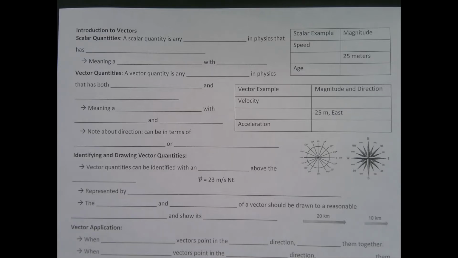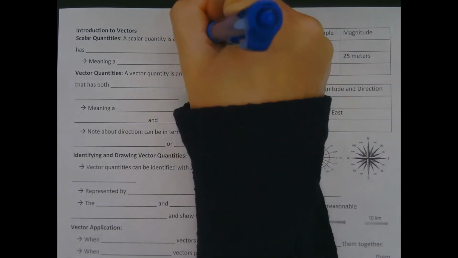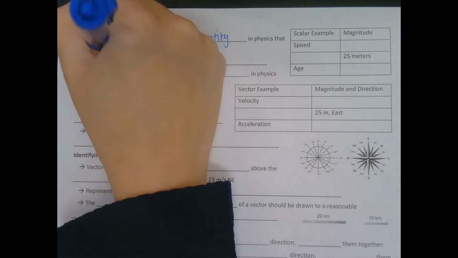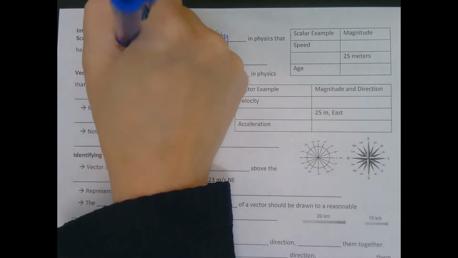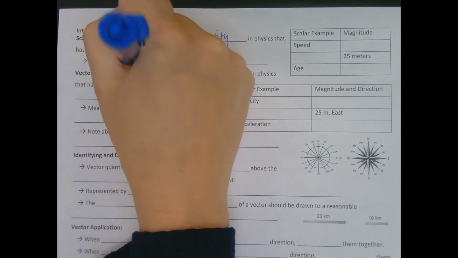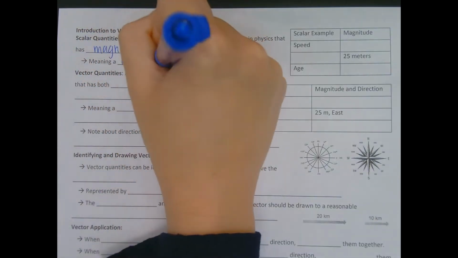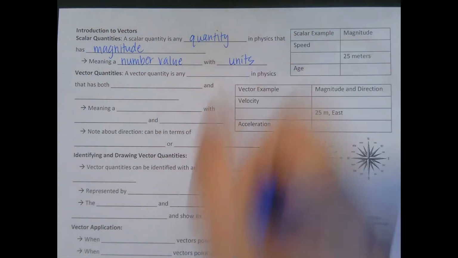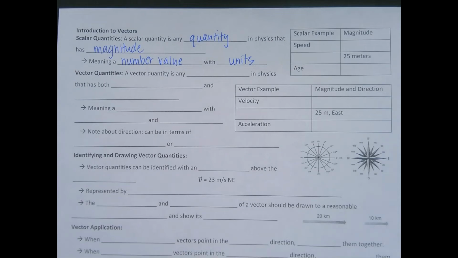So there's a scalar quantity and a vector quantity. A scalar quantity is any quantity in physics that has magnitude. Okay, and I'm like, what does that mean? Okay, so meaning it has some number value with units. It has a number and a unit.